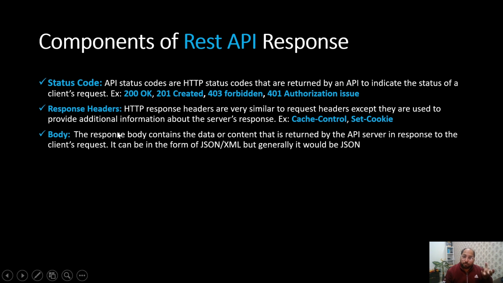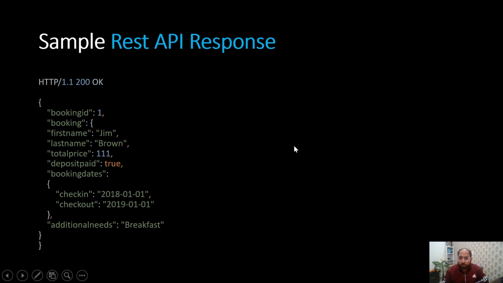Then we will get the body as well. This is again the main component, because this is where we will be getting the details, right? For example, when we are trying to create a booking, we will get details like for whom the ticket has been booked, the user details, the check-in date, right? We will get it in the form of JSON, and then the client will use it to render it in the UI, right? The response body contains the data or content that is returned by the API server in response to the client request. It can be in the form of JSON or XML, but generally it is going to be JSON, right?